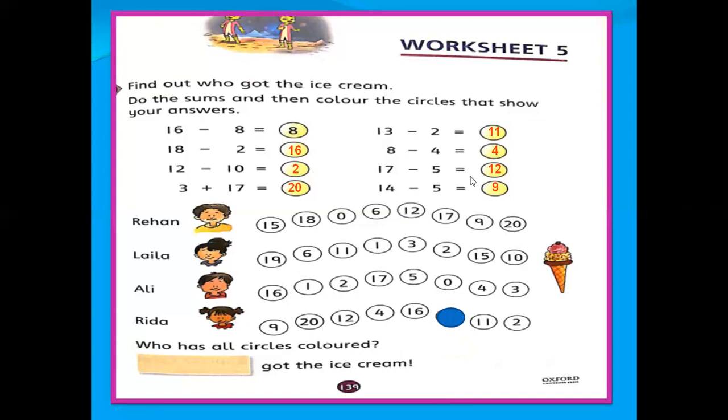Next, this is the 11. Where is the 11? In the first line, no 11. In the second line, here is 11. Color this one. And in the third line, no 11. And in the fourth line, this is the 11. Color this one.